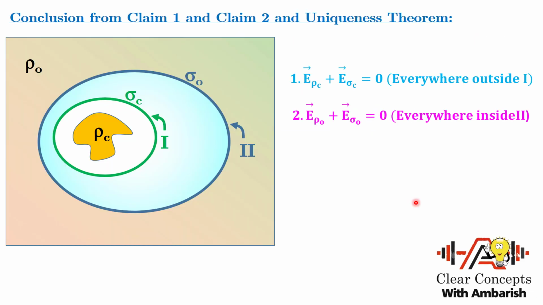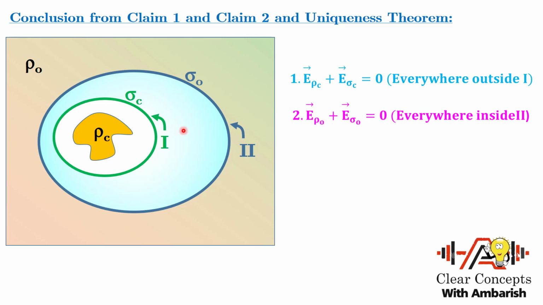According to claim 1, I said that there is a way of creating 0 field in this blue region using rho c and sigma c. So rho c and sigma c combined can give 0 field over here. That is always possible. That was my claim 1. And claim 2 was rho naught and sigma naught. There can always exist some way of distributing charge on the outer surface such that rho naught and sigma naught can always give 0 field over here.